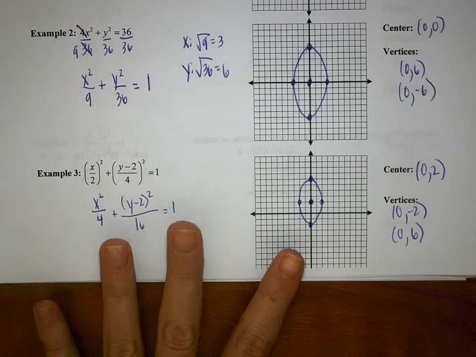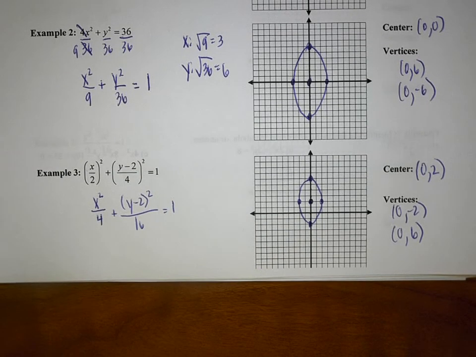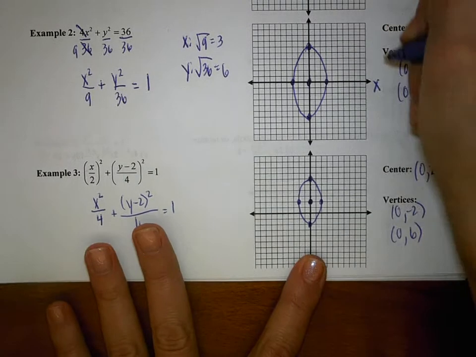Do we have any questions on example 1, 2, or 3 here? Why is it, isn't 3 supposed to be on the x-axis? Isn't what? Say that again. The 3, like, move over 3. This is our x-axis and this is our y-axis.